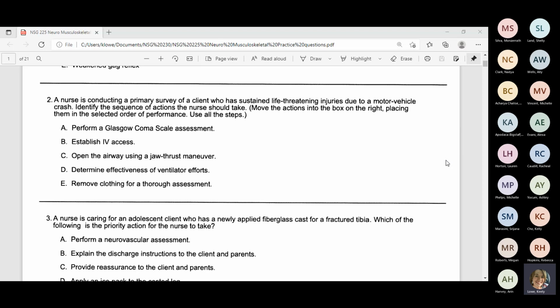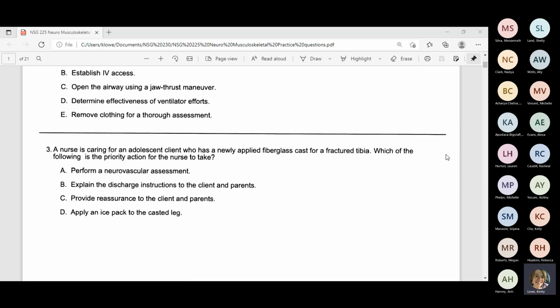Okay. All right. So question 3, a nurse is caring for an adolescent client who has a newly applied fiberglass cast for a fractured tibia. Which of the following is the priority action for the nurse to take? Okay, so first we have to know what a tibia is, right? So where's the tibia? In the leg. Right, lower leg, right? So if we are going to follow priority action again, by reading through those options at the bottom, what do you think we'd do first?